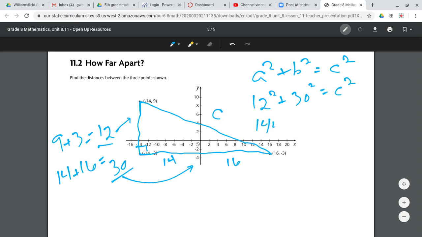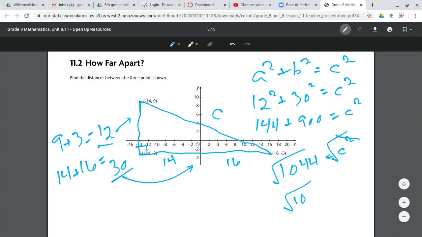12 squared is 144 plus 30 squared is 900 equals C squared. We add these two together, so we end up with 1044 equals C squared. Remember, to get rid of a square, we always take the square root. So that cancels out there. So our answer is the square root of 1044 for our third side.